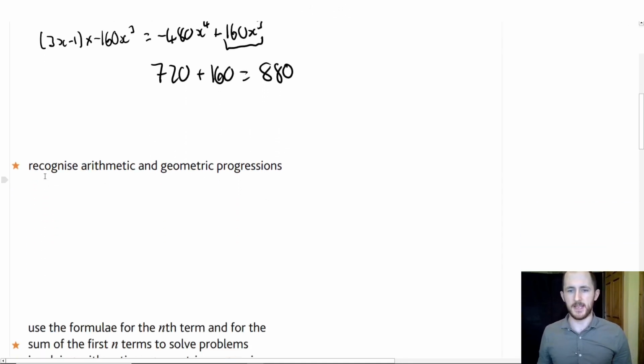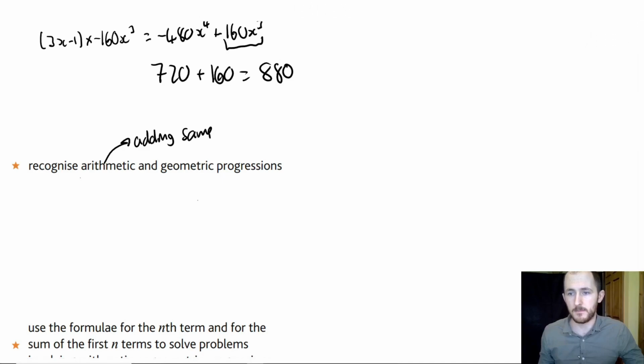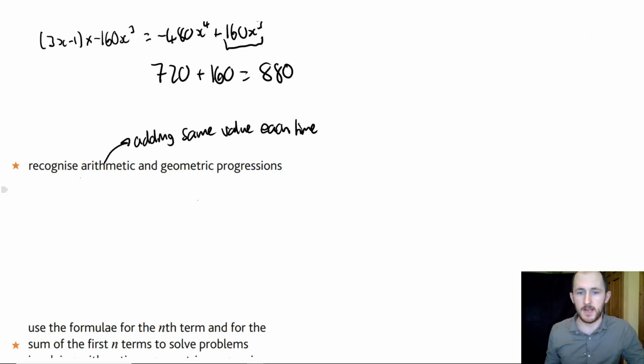Okay, the next thing is we need to be able to recognize arithmetic and geometric progressions. So first of all, we should talk about what the difference is between them. So arithmetic just means that you're adding the same value each time. So I say adding, but keep in mind you could be adding a negative number, so actually you're subtracting the same number each time. So for example, you might have 1, 3, 5, 7. As you can see, it's going up by 2. You could have 10, 6, 2. So as you can see, it's going down by 4.